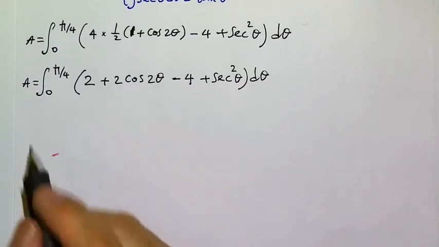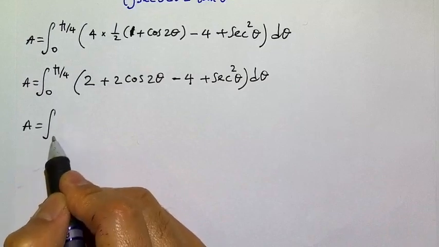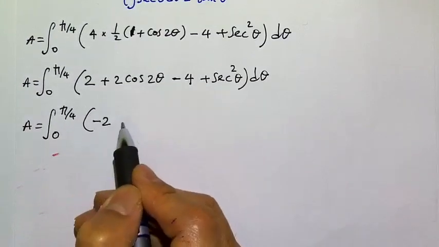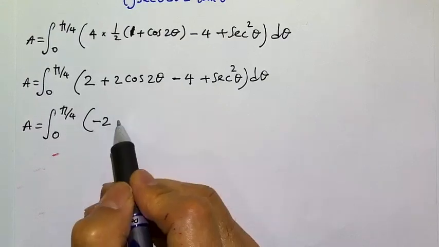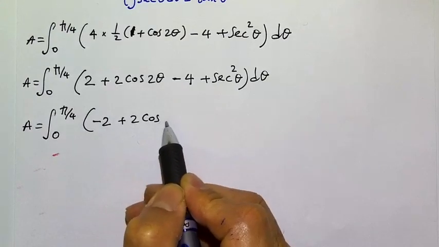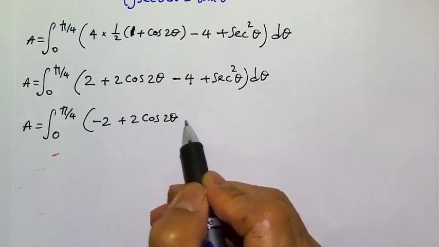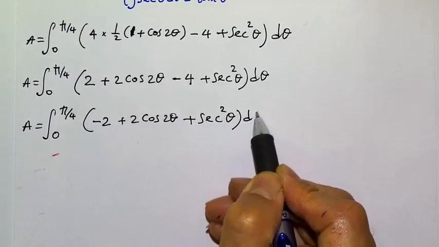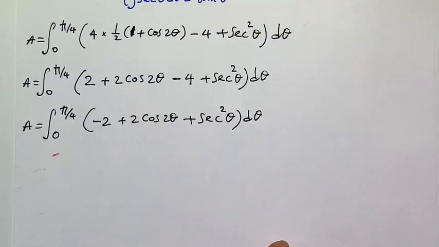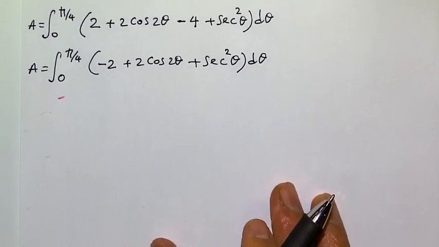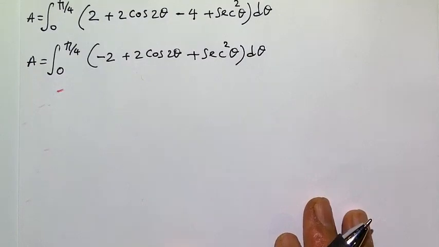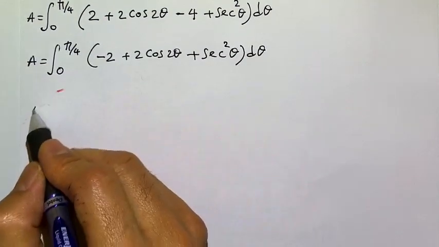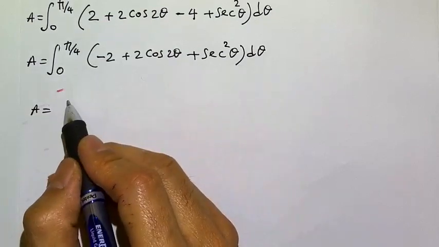Right? So we have area equals integral from 0 to pi over 4 of minus 2 plus 2 times cosine of 2 theta plus secant squared theta d theta. Okay. And then, so we can integrate this. The rest of it is just easy to integrate.